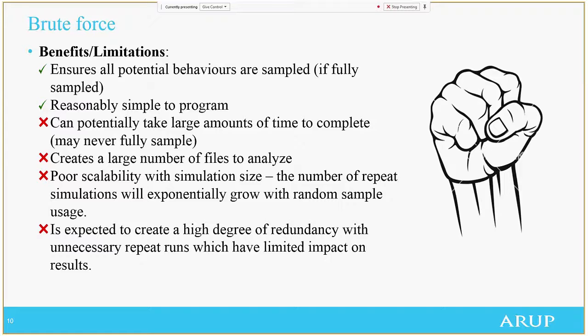Now, there are quite a reasonable list of negative aspects associated with this method, and indeed most of the methods I'm going to be talking about actually have a longer list of cons compared to pros. So the first negative aspect of this method is it can potentially take a large amount of time to complete. It may never also fully sample all distributions. It will likely create a large number of files to analyze, which can create a bit of a pain, or maybe it'll take a bit longer to actually get the results out that you need from the overall simulations.